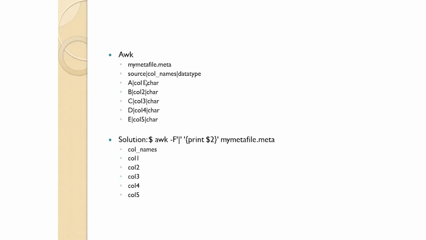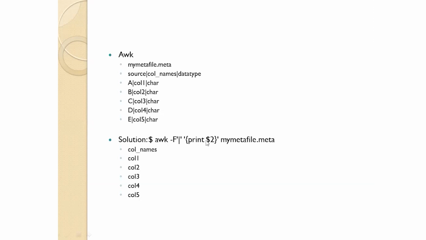Suppose we want to check whether all the columns are present in the file. Like if a file has the first line as header with all the columns, and you have this meta file with you, and you know it should have all these columns, then you can use awk, and then give it the delimiter. In the meta file, all the words are delimited by the pipe symbol. So give the pipe delimiter and then you want to print the second column.